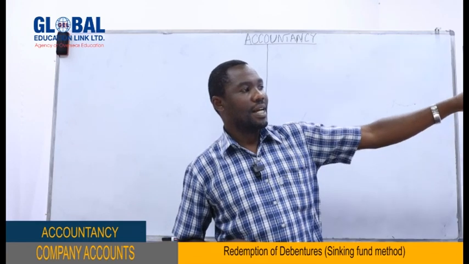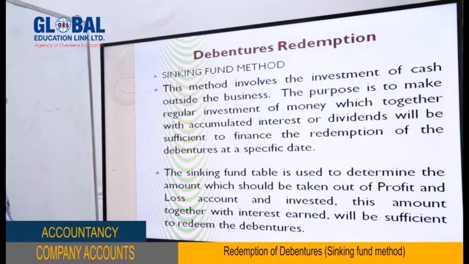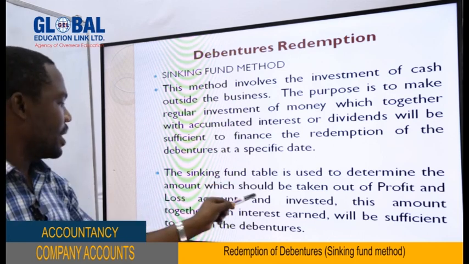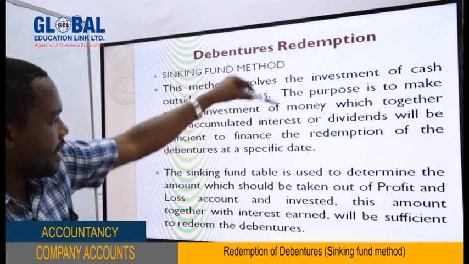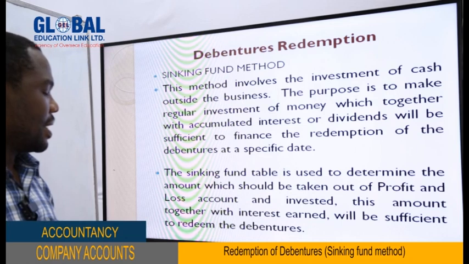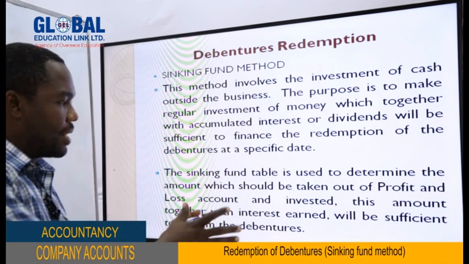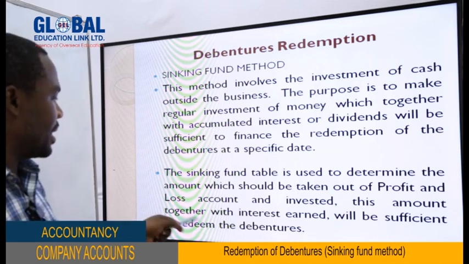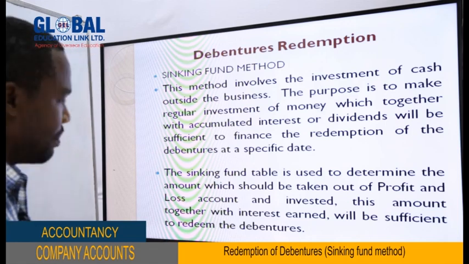If the debenture will be redeemed at a premium, that amount will be inclusive of the premium. And if it is at par, of course, it will give a sufficient amount depending on the calculations that you are going to do. That's why we use the sinking fund table to determine the amount which should be taken out of the profit and invested, because we use this to determine how much we set aside and how much we are going to receive at the end. This amount set aside for the particular period, together with the interest therein, will be sufficient to repay these debenture holders.